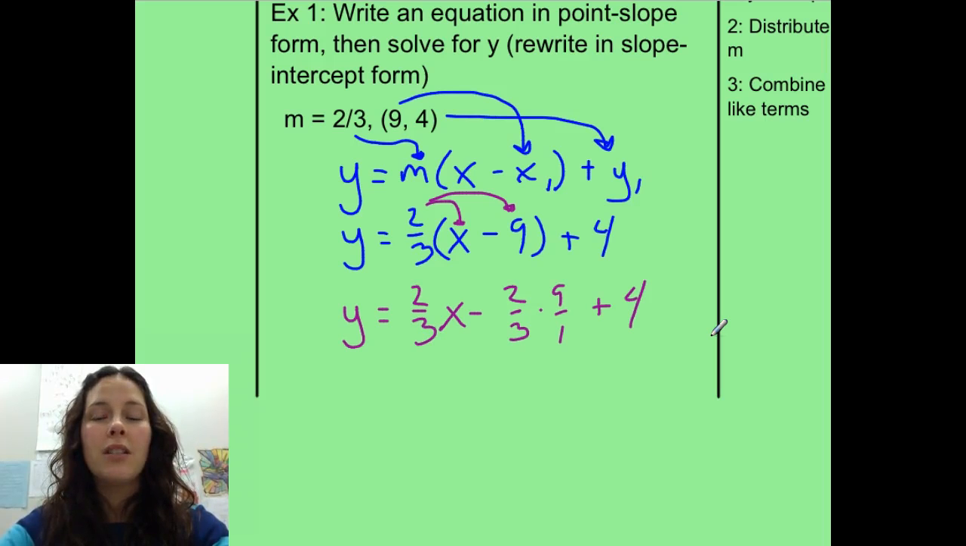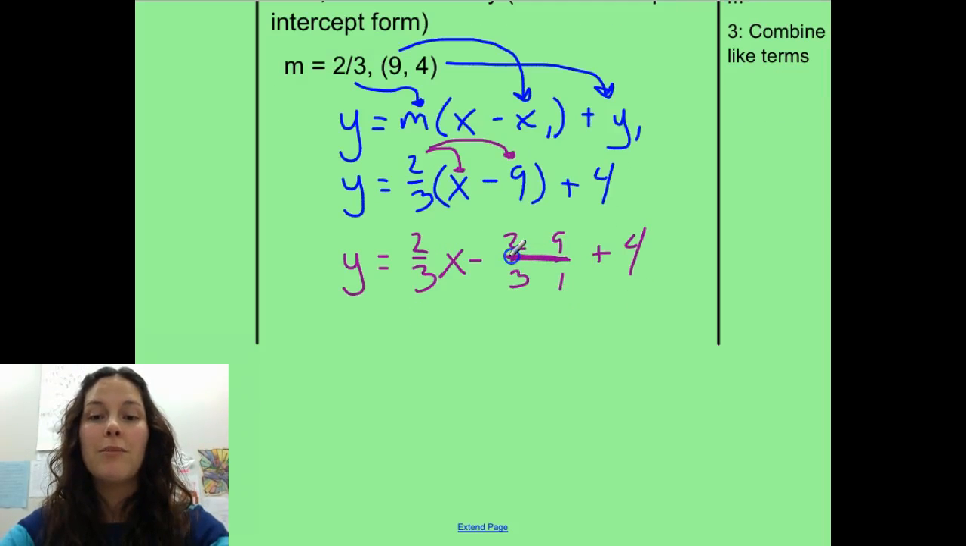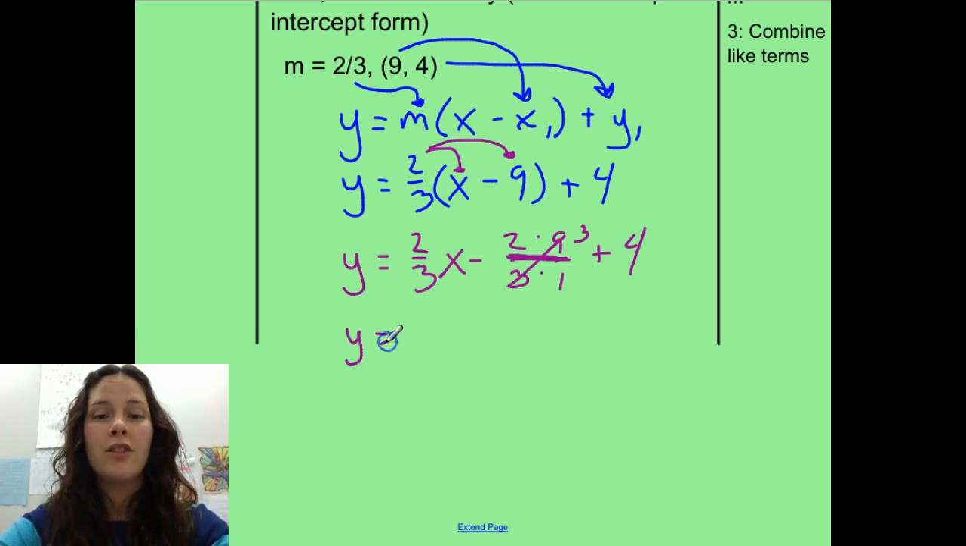Remember, when you multiply fractions, you can divide first. This bar here means divide. So I can take my 9 and divide it by 3 before I multiply. So I end up with 2 times 3 over 1, which is just 2 times 3. So I get 2/3 x minus 6 plus 4, and then I can combine my like terms. So -6 plus 4 gives me a -2.